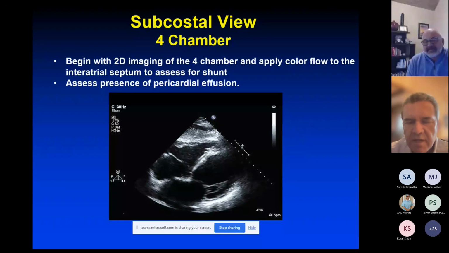Moving on from there, please obtain a subcostal 4-chamber view, and then also please turn on color flow Doppler across the interatrial septum to look for the presence of shunt. And this is also a very good view to assess presence and severity of any pericardial effusion if that's present.